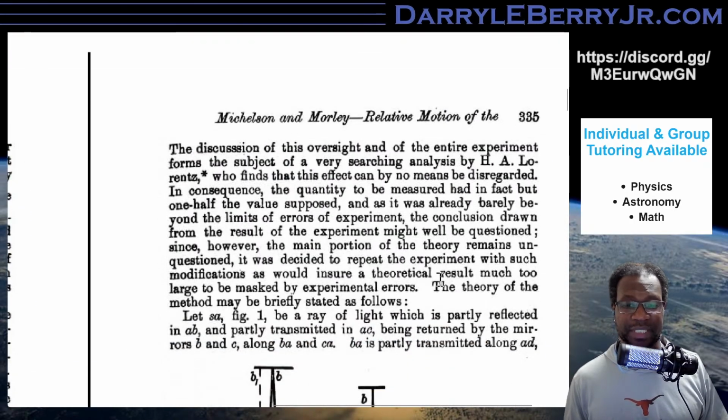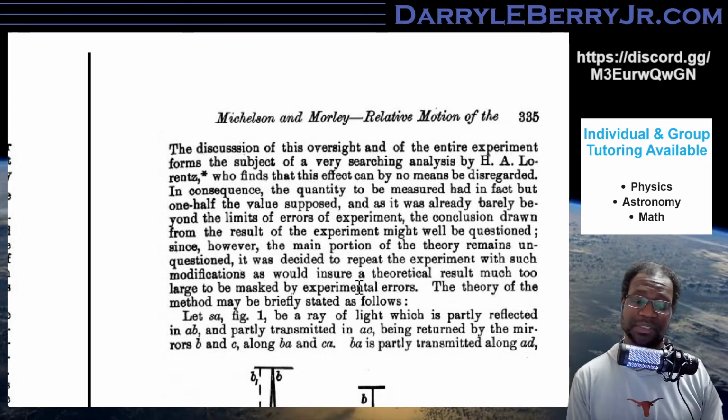The discussion of this oversight and of the entire experiment forms the subject of a very searching analysis by H.A. Lorentz, who finds that this effect can by no means be disregarded. In consequence, the quantity to be measured had in fact but one half the value supposed, and as it was already barely beyond the limits of errors of experiment, the conclusion drawn from the result of the experiment might well be questioned. Since, however, the main portion of the theory remains unquestioned, it was decided to repeat the experiment with such modifications as would ensure a theoretical result much too large to be masked by experimental errors.